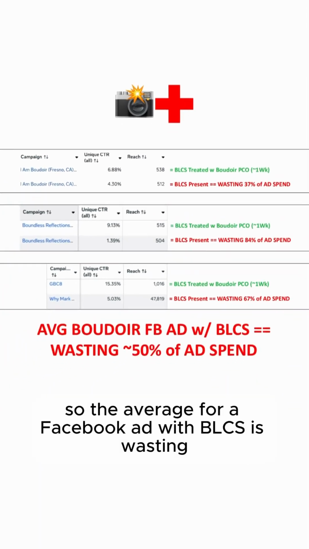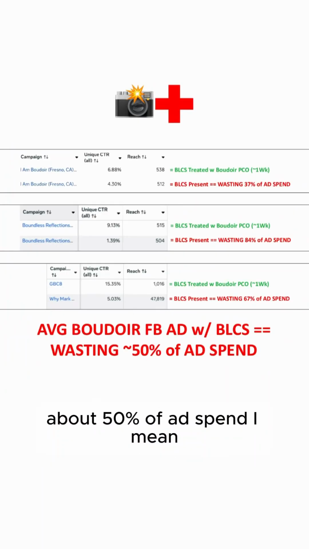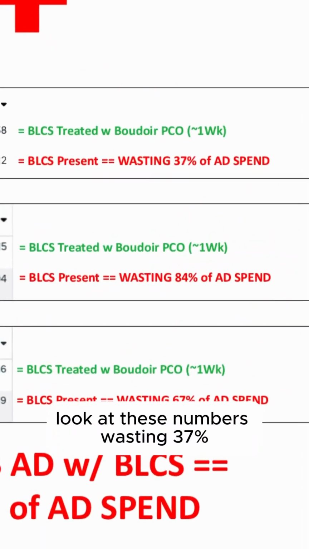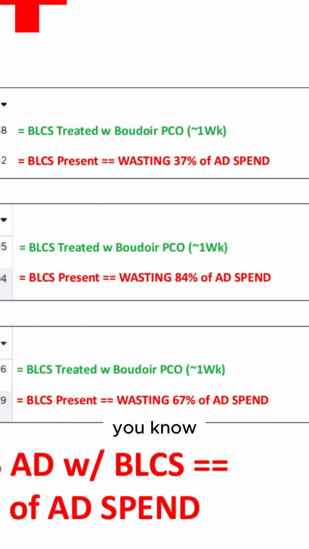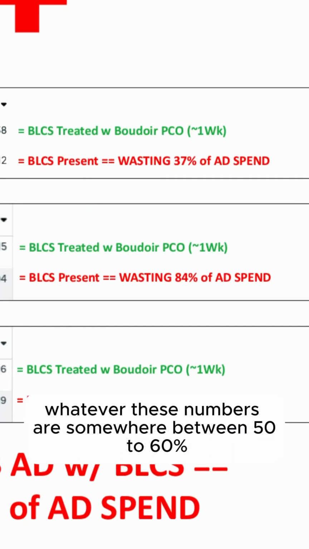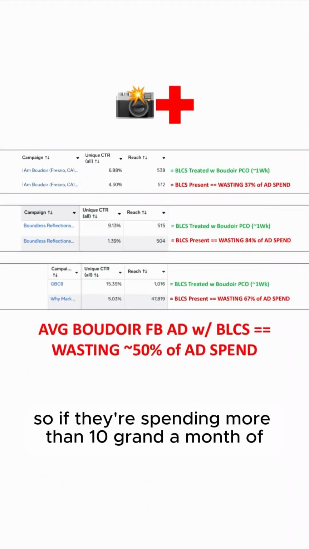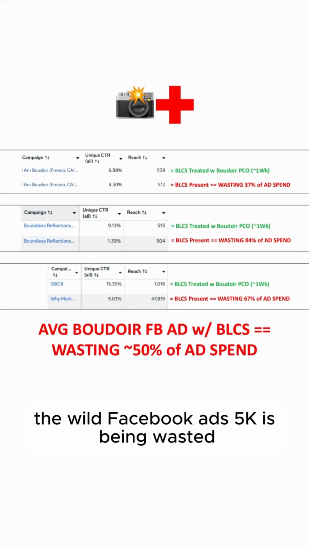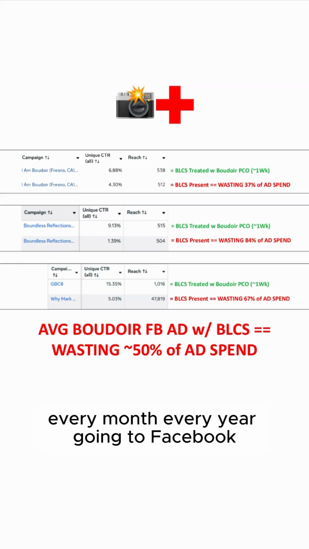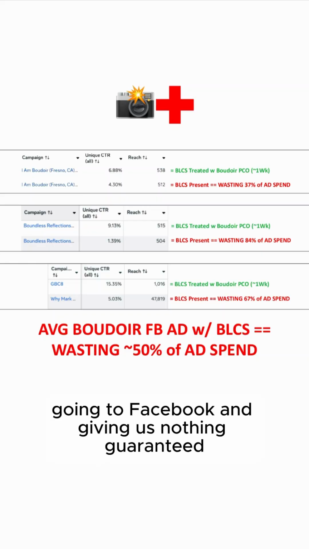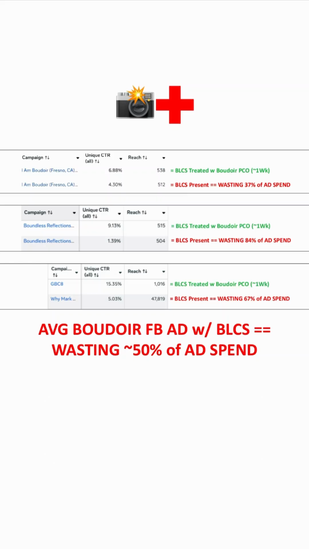So the average Boudoir Facebook ad with BLCS is wasting about 50% of ad spend. I mean, look at these numbers: wasting 37%, wasting 84%, wasting 67%. So the average here, whatever these numbers are, is somewhere between 50 to 60%. So if they're spending more than 10 grand a month on Boudoir Facebook ads, 5K is being wasted, approximately every day, every month, every year, going to Facebook, literally giving us nothing, guaranteed.